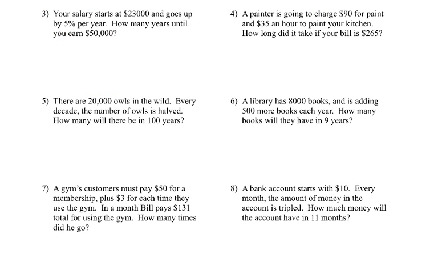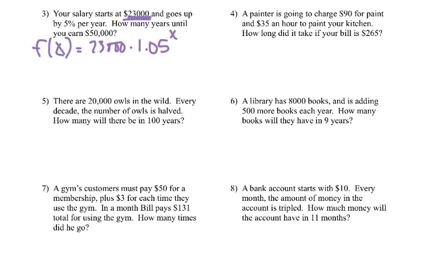Okay, number 4. Your salary starts at $23,000 and goes up by 5% per year. How many years until you earn $50,000? So f of x would equal, we started with 23,000. It's going up by 5% a year, which means if we take this 100%, next year we're going to have 105% of that. So I times by 1.05 to the x.